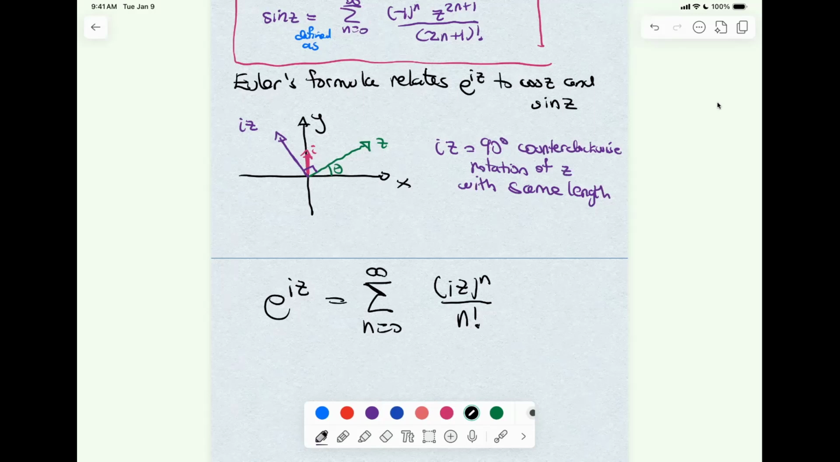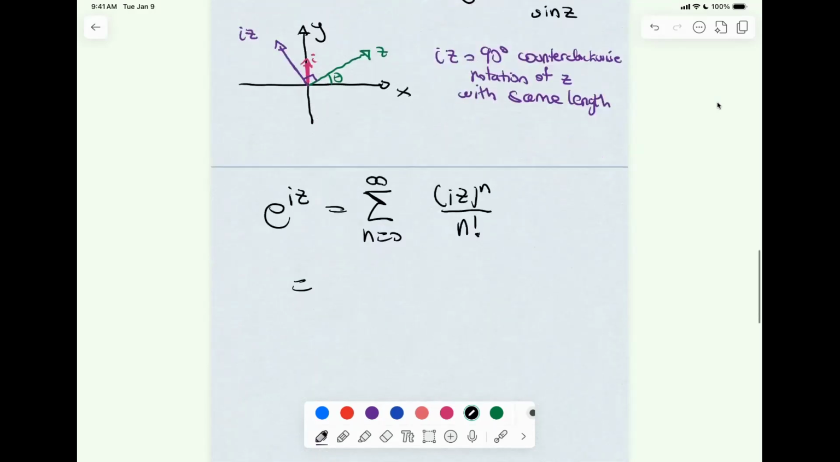and then what is this going to be? This is going to be i to the n times z to the n. So this is going to be. Okay, so we just need to understand what are the powers of i, which is not too bad to figure out. So let me do it like as a table here.